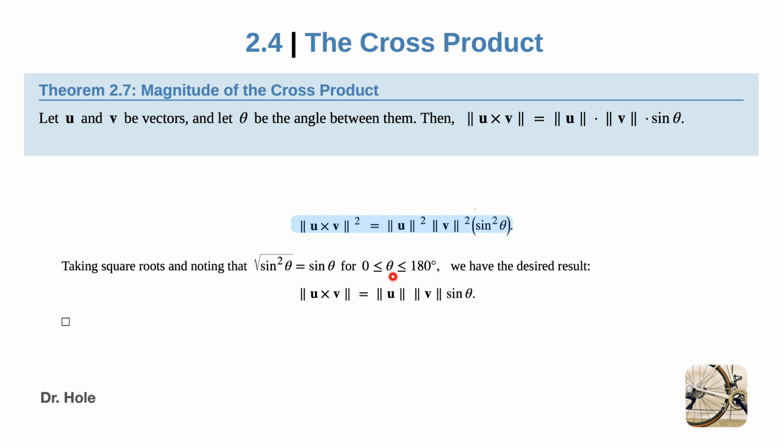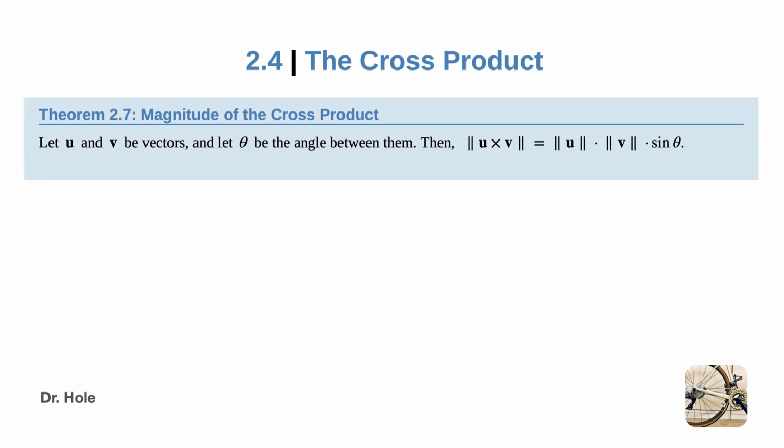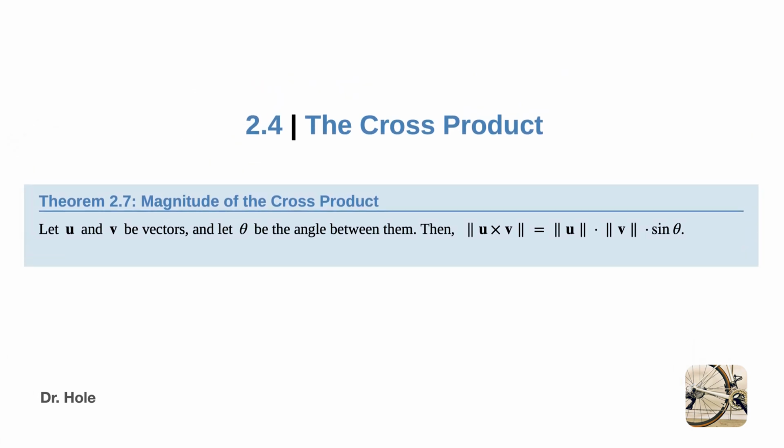I'll leave it as a question to you why it is necessary to state that theta lies between 0 degrees and 180 degrees. Why is it necessary to state this? And that finishes our proof of the magnitude of the cross product.